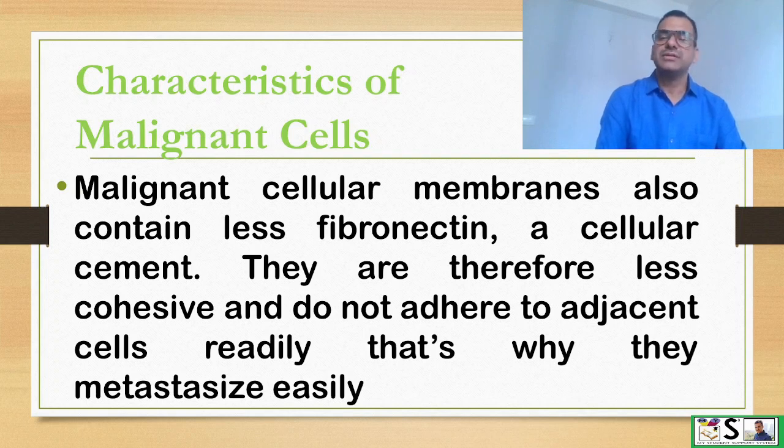Malignant cellular membranes also contain less fibronectin, a cellular cement by which cells are attached to each other. Therefore, they are less cohesive, less attached to each other, and they do not adhere to the adjacent cells, and they easily detach from the cell and metastasize.